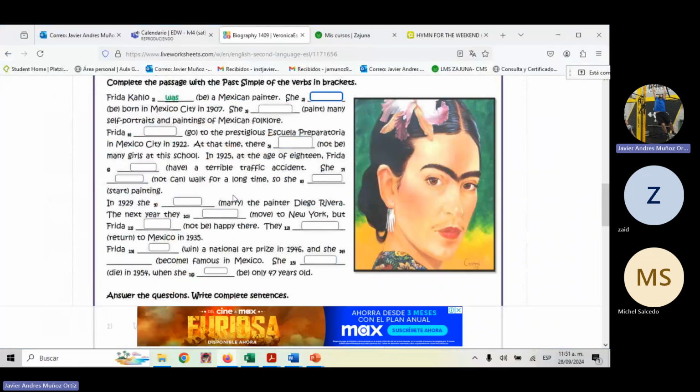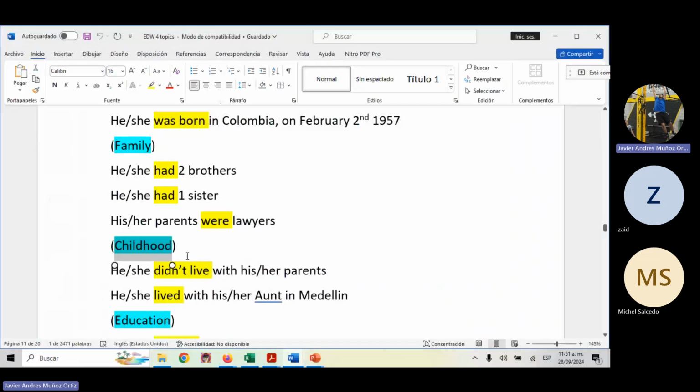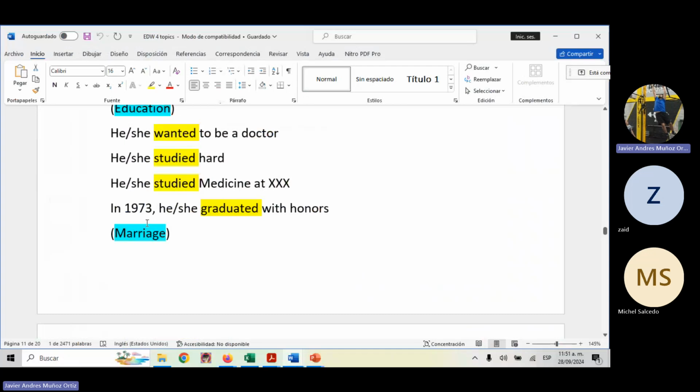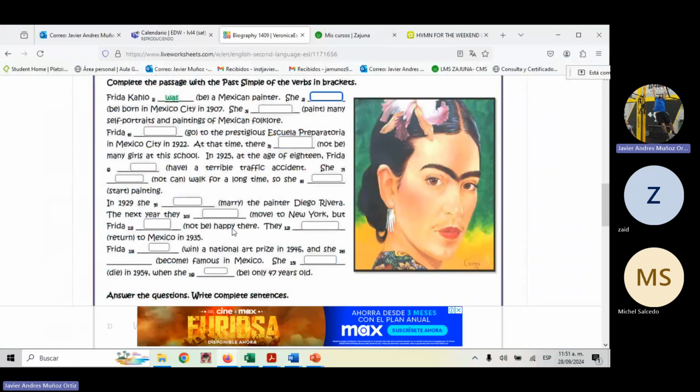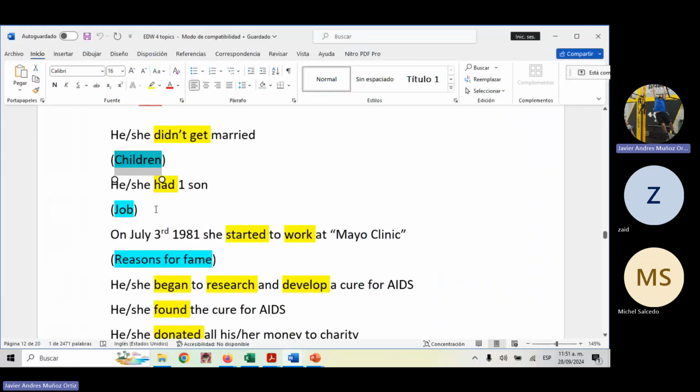So in 1929, she married the painter Diego Rivera. Once again, we are talking about now marriage. And because of her accident, she couldn't have children. Therefore, this is not going to be mentioned. Work. Next year, she moved to New York, but Frida was not happy there. In this case, we're talking about her job once again.